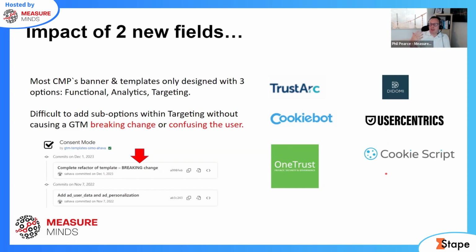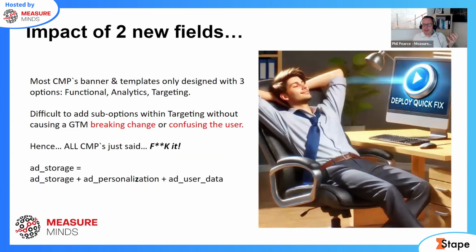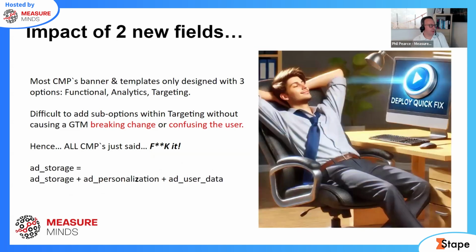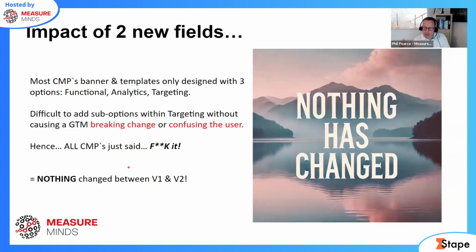So obviously the CMPs had to weigh up the options of either possibly rolling out a breaking change or just mapping the existing add storage field to these two new fields. So you can kind of guess what they did. Yeah, absolutely nothing. They just mapped the two new fields to add storage. So really, when you talk about consent mode v1 versus v2, nothing has changed between the two.